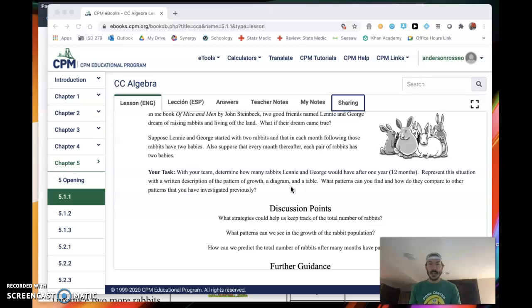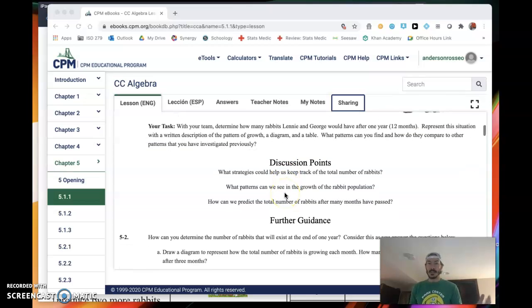But what strategies are going to help us keep track of the total number of rabbits? I've got some good ones for you today. And then what patterns can we use to see that rabbit population growth? And then can we make a prediction about the number of rabbits that we're going to have maybe in the long run? Those are all things that we're going to keep in mind long term.